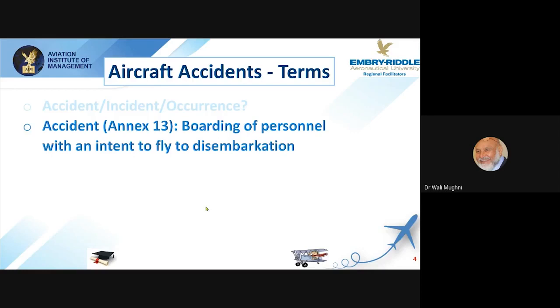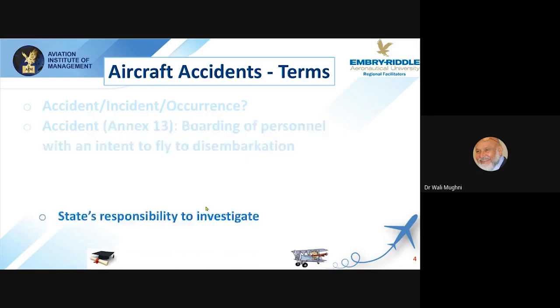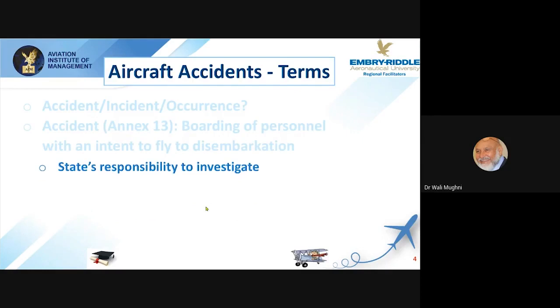So whenever it is categorized as an accident, it covers the boarding of personnel with an intent to fly, and of course right up to disembarkation, yani when they get out of the aircraft. So during that period, if an occurrence happens where there's loss of life, or loss of the aircraft itself, then it would be an accident. And if an aircraft belonging to another country is coming in or flying over your territory, then the responsibility lies with the state in which the accident took place.